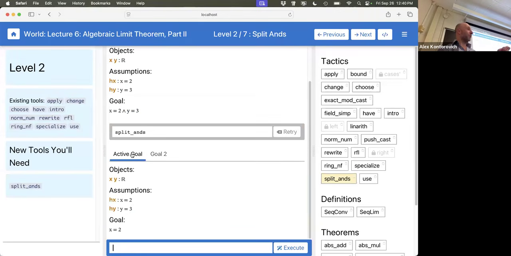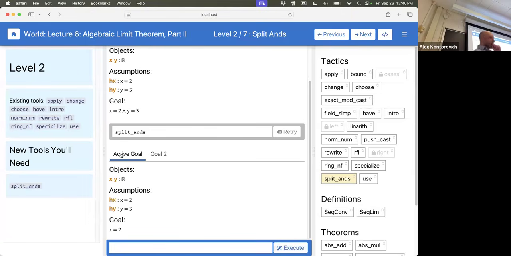Now look at what happened. There's an active goal, which is the one we're currently working on, but there's also a goal 2, which is the one we're not currently working on. You can have 20 sub-goals. The complicated theorem will get broken up into a mess of sub-goals, but you work on them one at a time. So our goal used to be that x is equal to 2 and y is equal to 3. Now we have two goals. One is that x equals 2. The other one is that y is equal to 3. So you split up the ands.